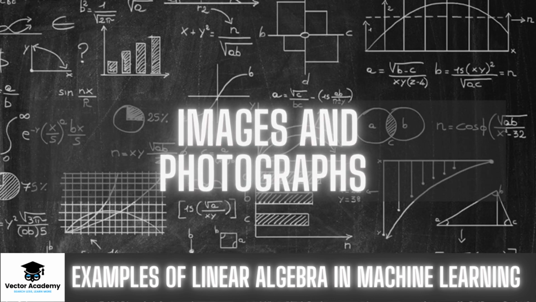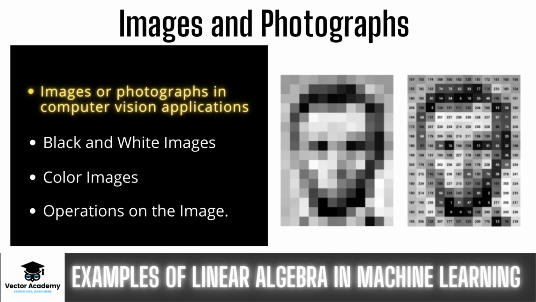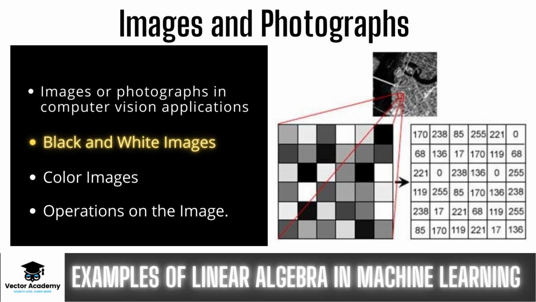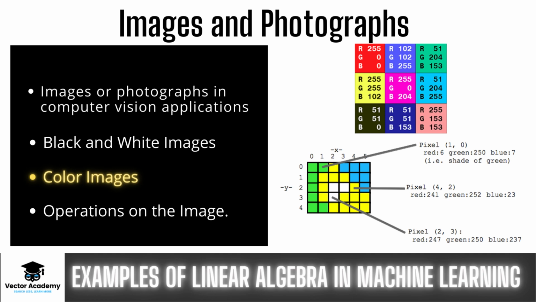Images and photographs. Images or photographs in computer vision applications. Perhaps you are more used to working with images or photographs in computer vision applications. A photo is yet another example of a matrix from linear algebra. Black and white images. Each black and white image is a table structure with a width and height and one pixel value in each cell. Color images. Each color image is a table structure with a width and height and 3 pixel values in each cell.